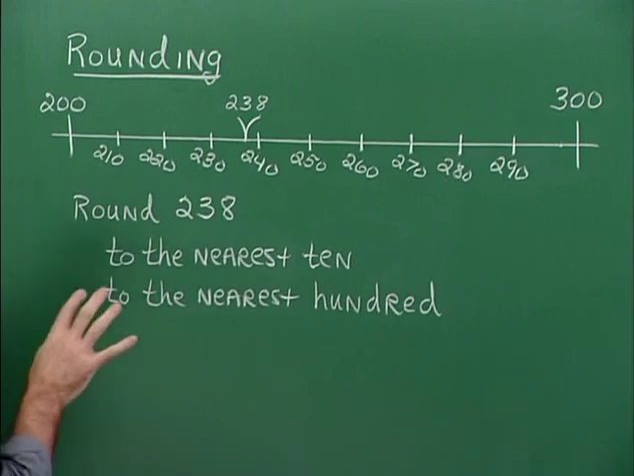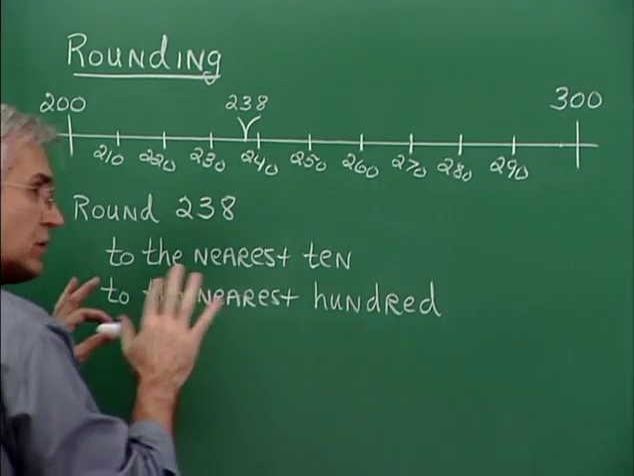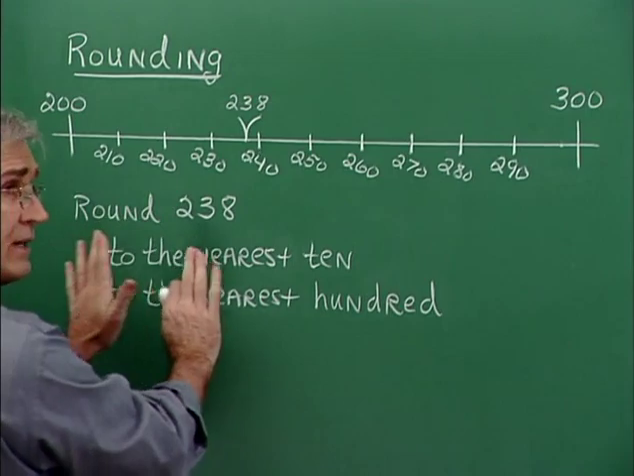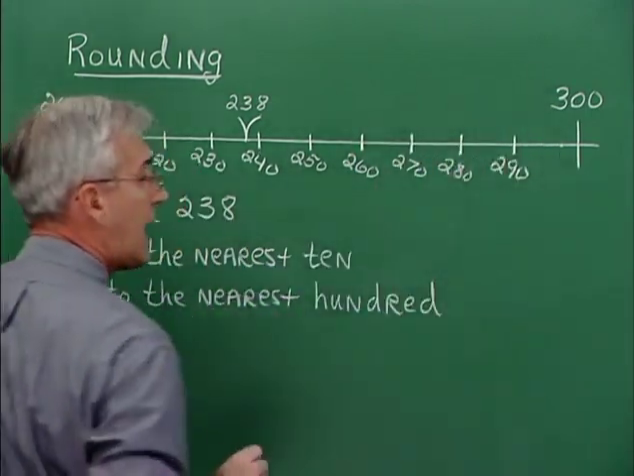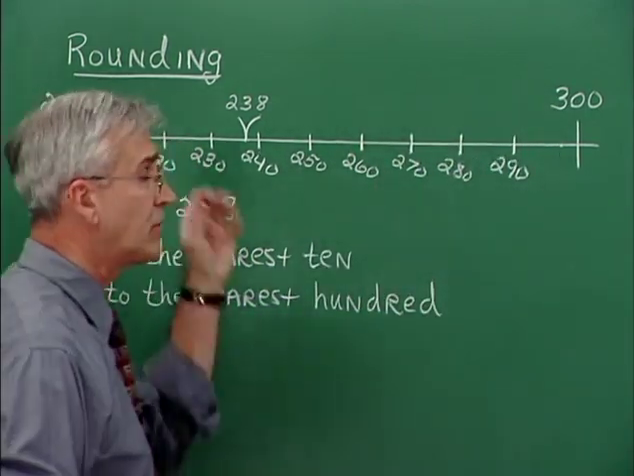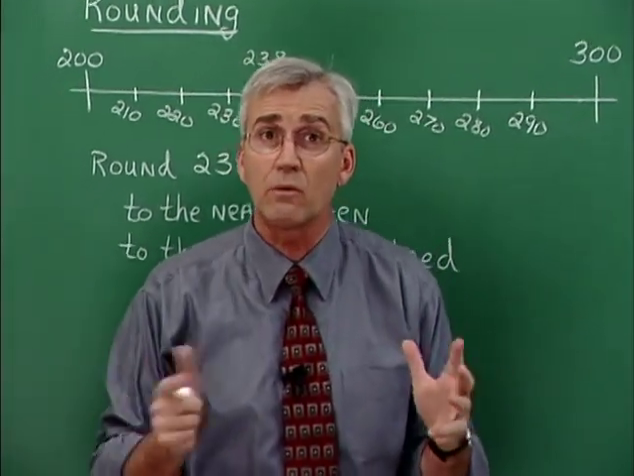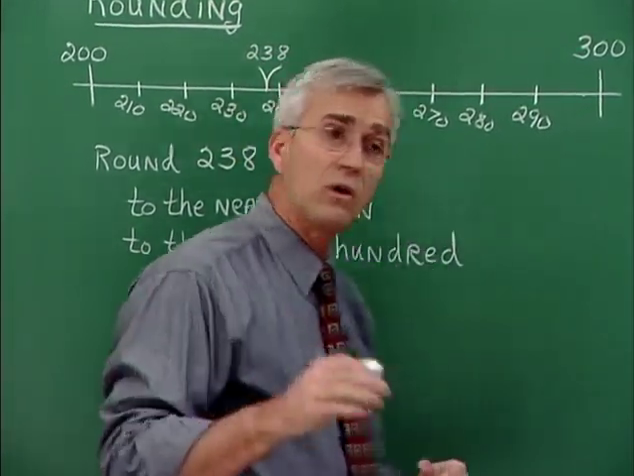Now here's how the situation works if we're using a little technique of just looking at digits rather than looking at a number line. It's not always convenient to manufacture a number line when we're talking about rounding. So here's what we would do.